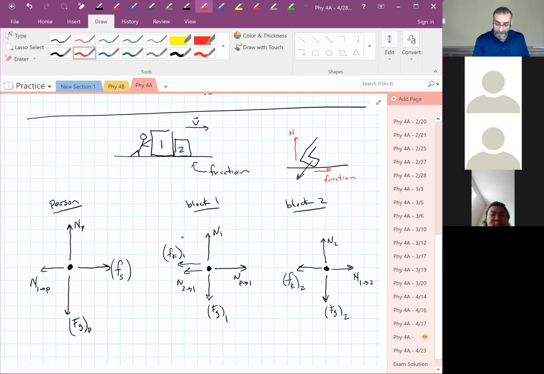What's the question? Good question about internal forces here. So the internal forces, what are our internal forces? Let's look at our Newton's pairs here. Should we mark Newton's pairs first? Let me give you a minute to think about where the Newton's pairs are here.